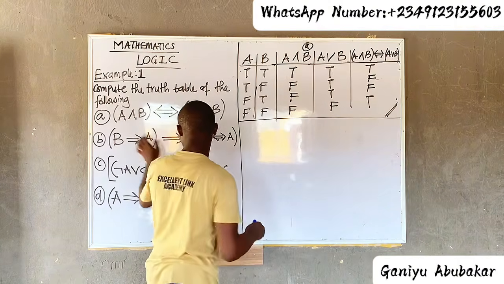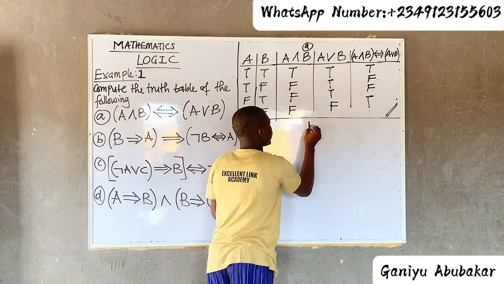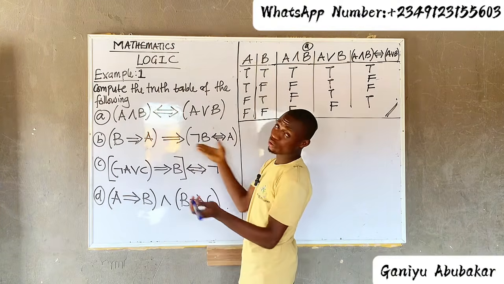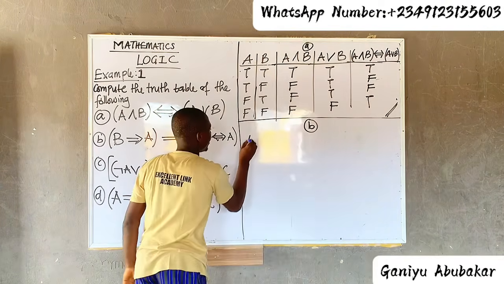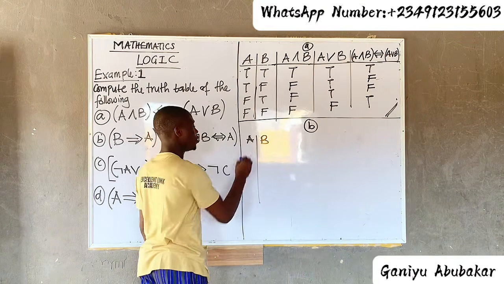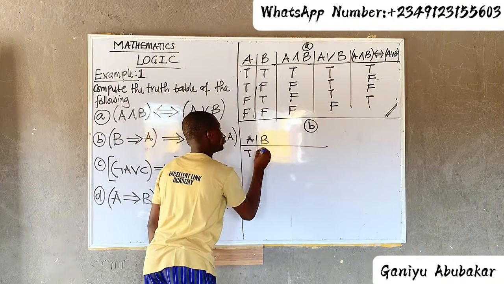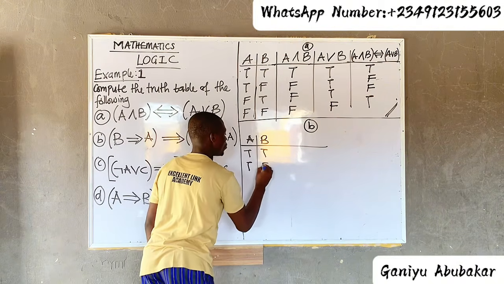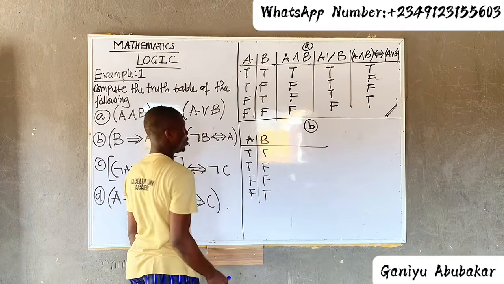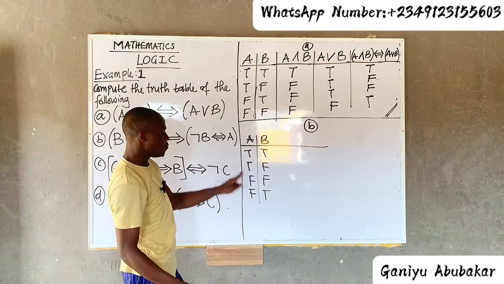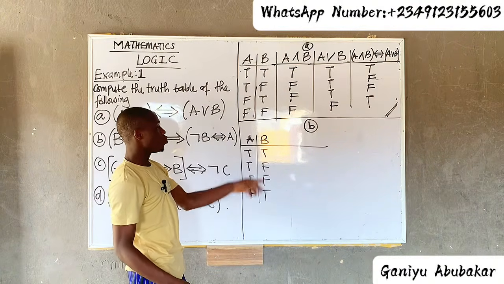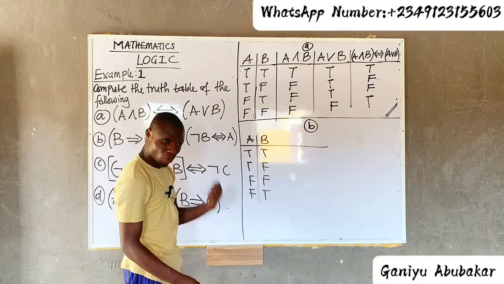All right, let's do number 2. For B, obviously, I have only 2 variables, A and B. There's no C here. So for 2 variables, A and B, fill up your true and false. This is true, true, true, false, and what? False, true. Observe my arrangement here. False, true came last here. So I can arrange it any way and still be correct, please.